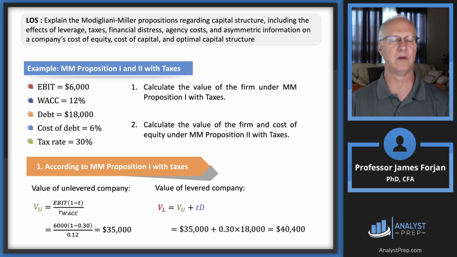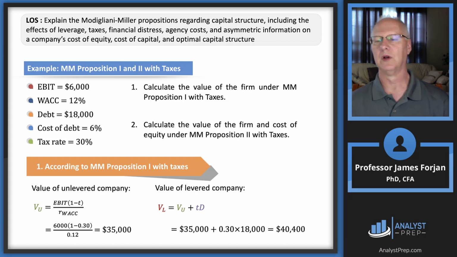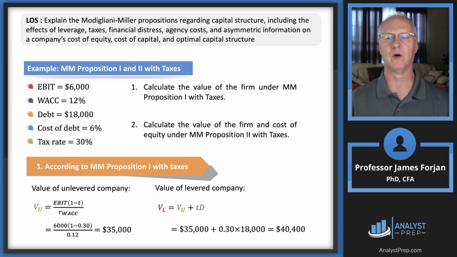So the value of the unlevered firm, we take the 6,000 times 1 minus the tax rate, divided by 0.12. That gives us 35,000. But then for the value of the levered company, we're going to add the tax rate times the total amount of debt of the 18,000. So that gets us up to $40,400. Let me just round that to 40,000. So the value of the unlevered firm is $35,000. When we issue the bond, it increases our value by around $5,000.